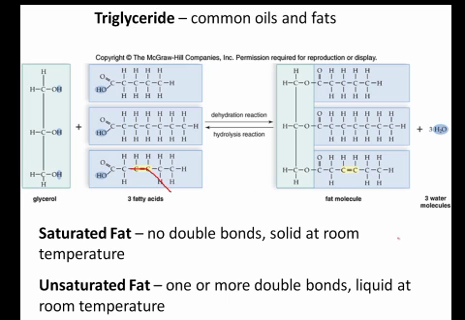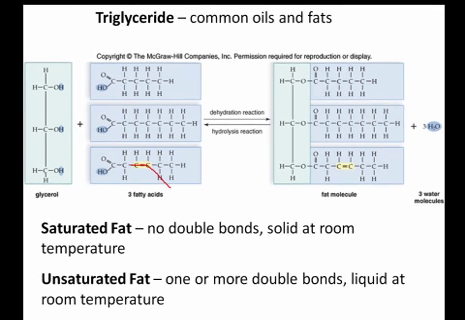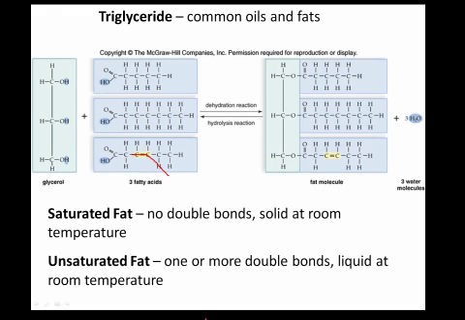The danger with saturated fats is they are also a solid at body temperature. So the difference between fat on a steak and vegetable oil: the vegetable oil has a lot of unsaturated fatty acids. Animal fat is typically saturated, so it is a solid.